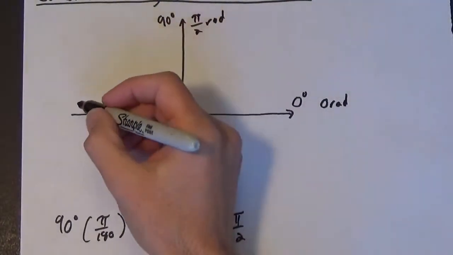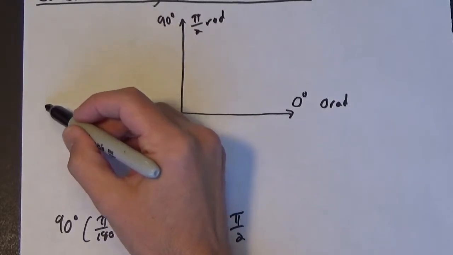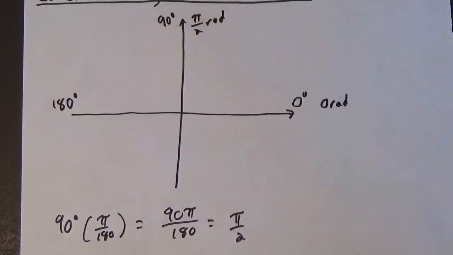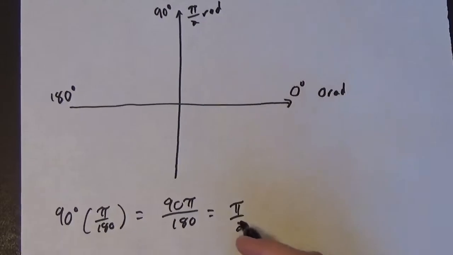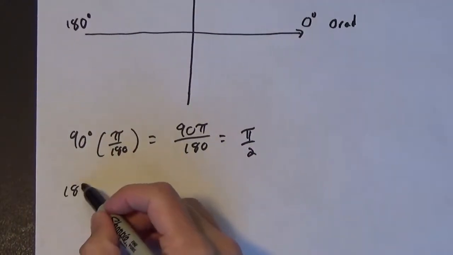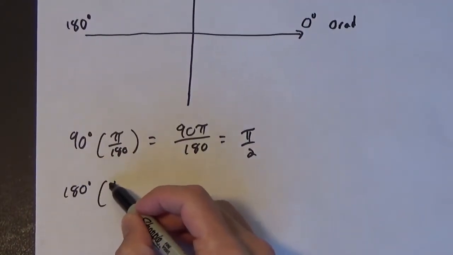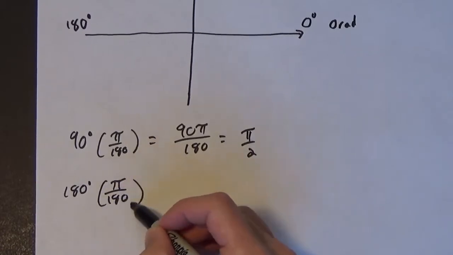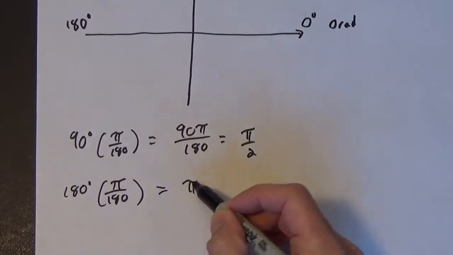Okay, over here we have 180 degrees. So what is that in radians? We take 180 degrees times pi over 180. The 180s cancel out, so it's just pi.